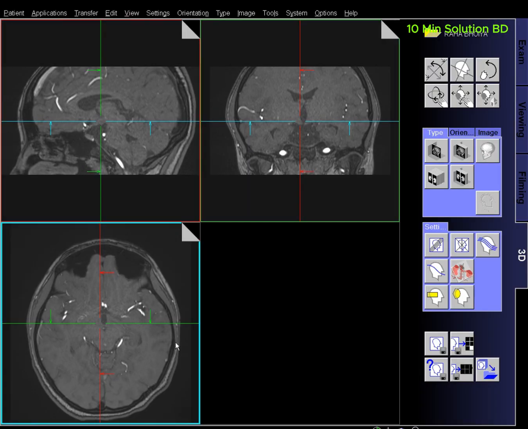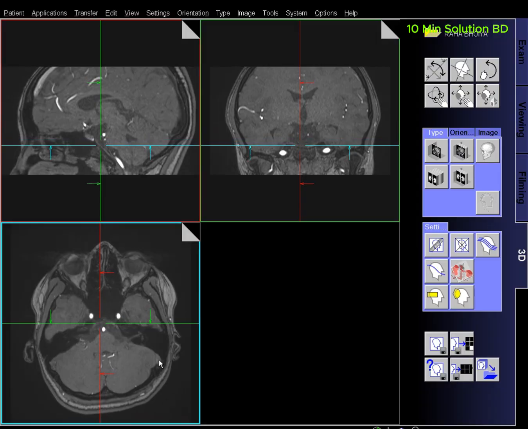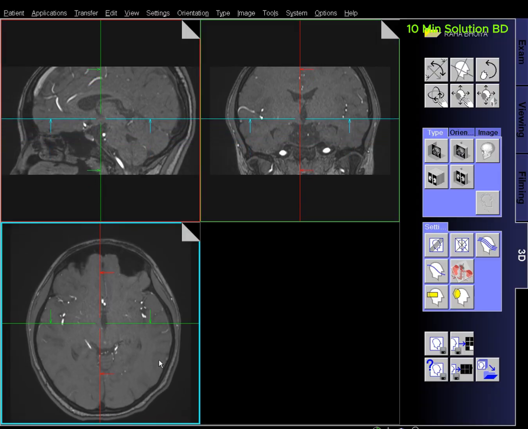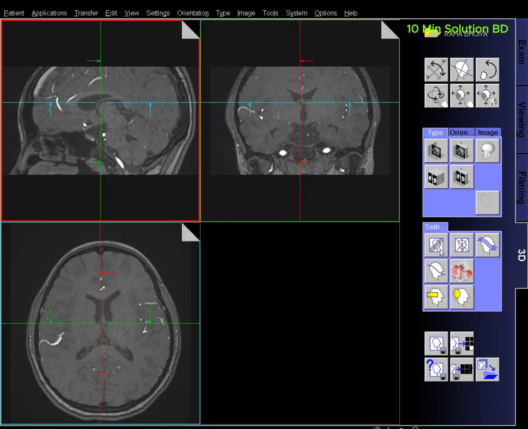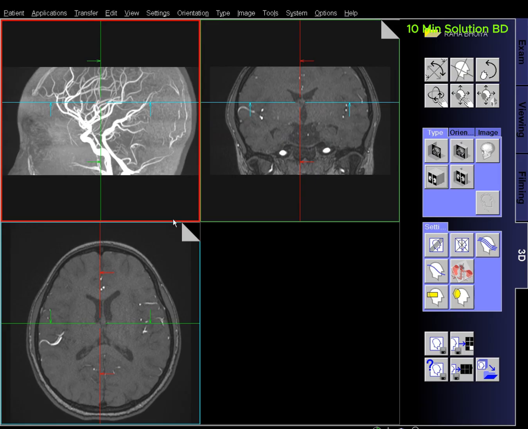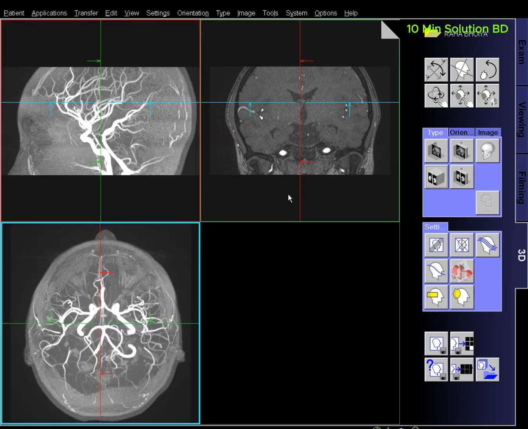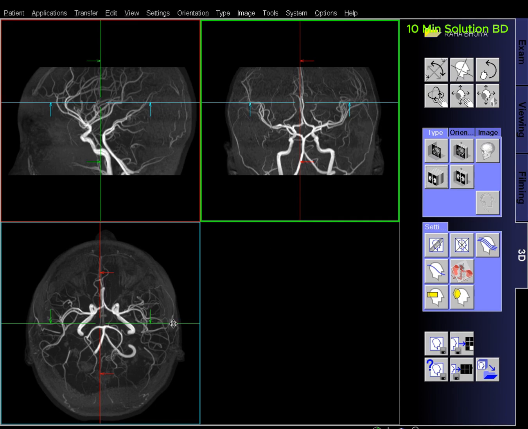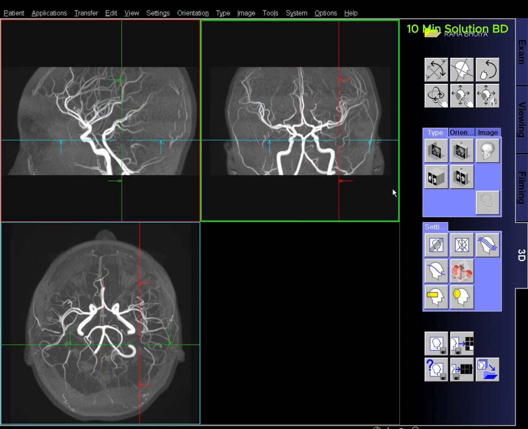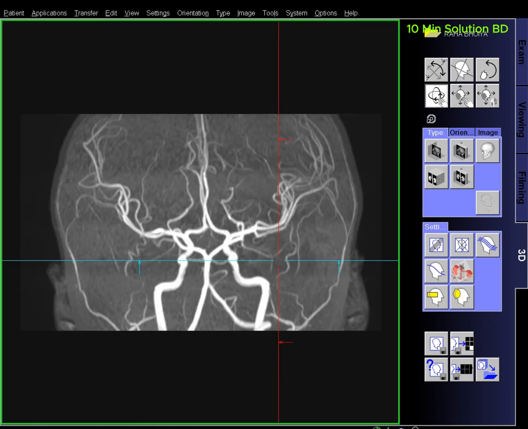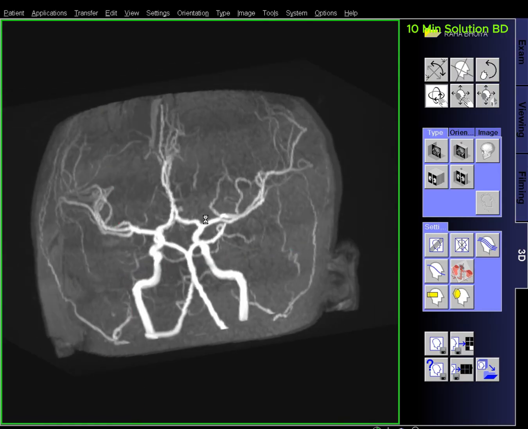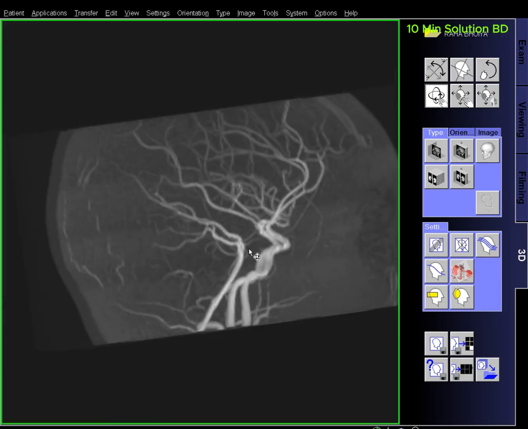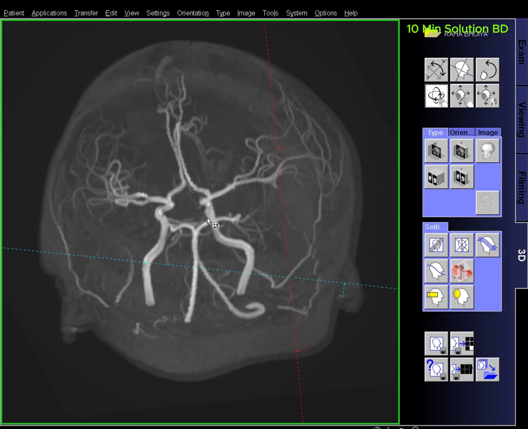Indications for MRA brain: aneurysm, stroke, vasospasm, vasculitis, internal carotid artery occlusion and stenosis, cerebral artery occlusion and stenosis, basilar artery occlusion and stenosis, arteriovenous malformation or AVM, atherosclerotic disease.